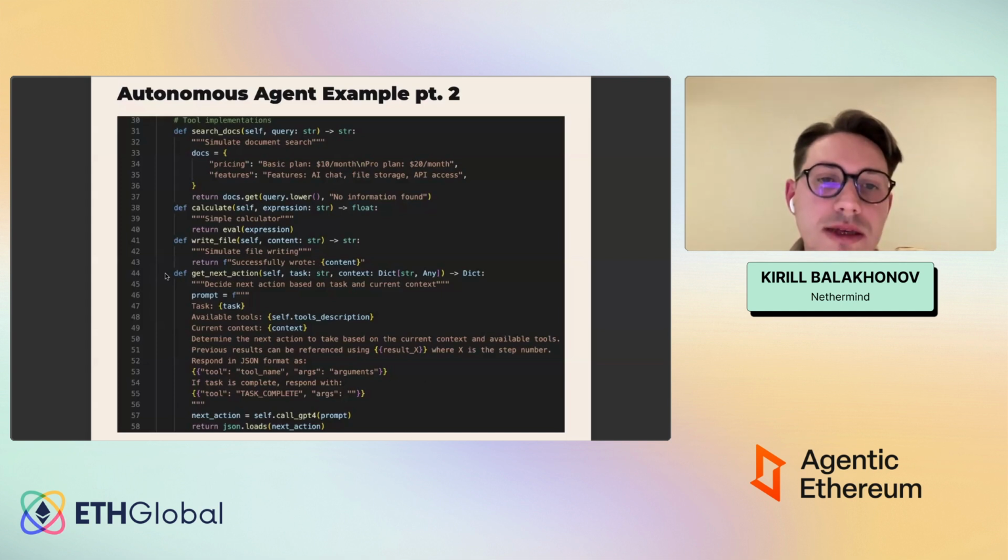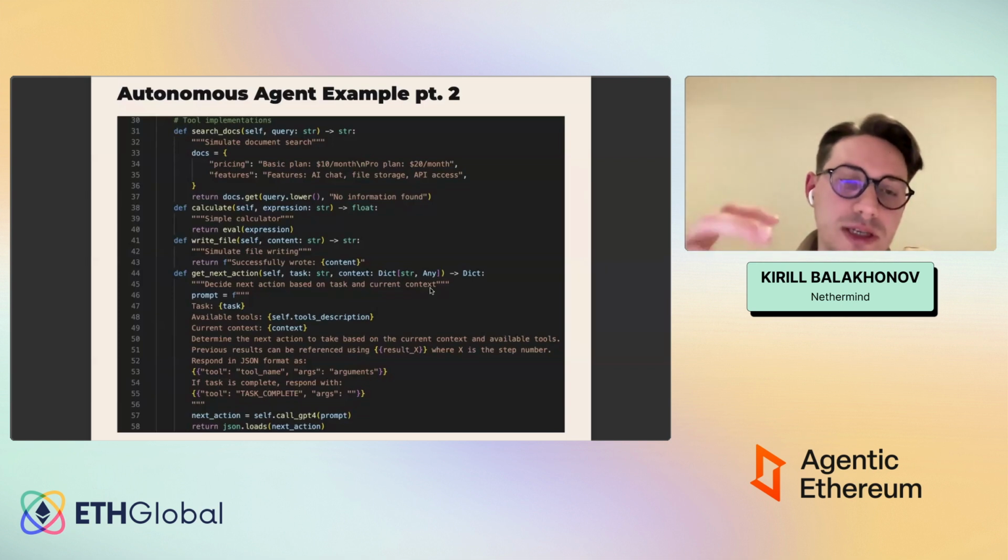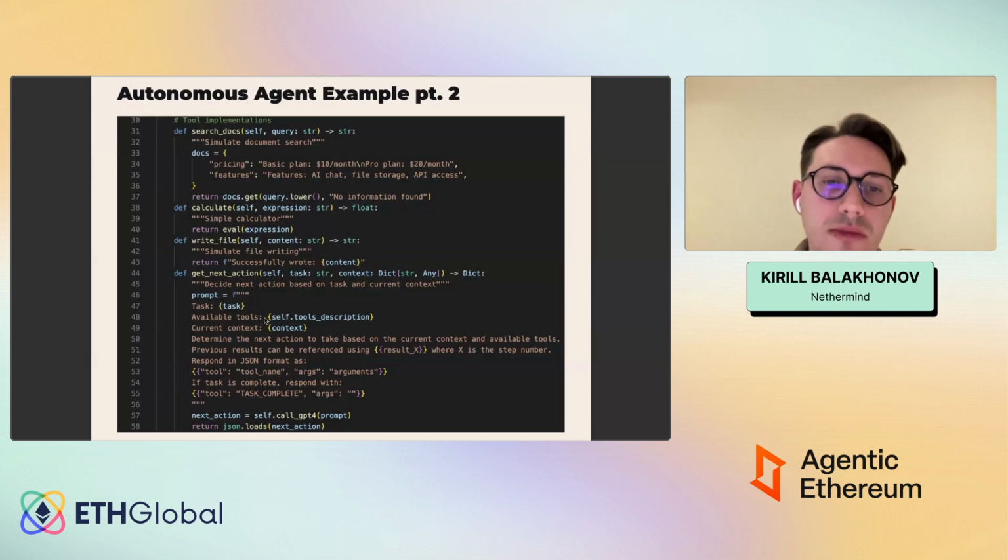And here is how the main cycle is arranged. Get next action function in this class has the task as an input and context as another input as a dictionary. What it does, it decides the next action based on task and current context. So this is a separate function which is specifically made to ask the LLM which action to take next. To make this decision, it should get all the relevant context. So that's why we create the prompt which contains the task, the available tools, the current context, which we are taking on each step.